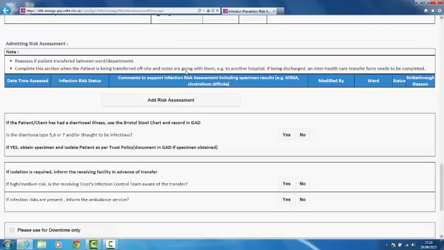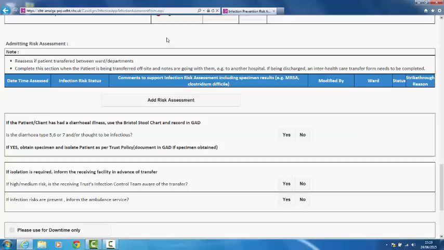This risk assessment needs completing and reassessing whenever the patient is transferred between wards and departments. It also would need completing if the patient is transferred off-site and the notes are going with them to another hospital, for example, and an inter-healthcare transfer form will be completed.